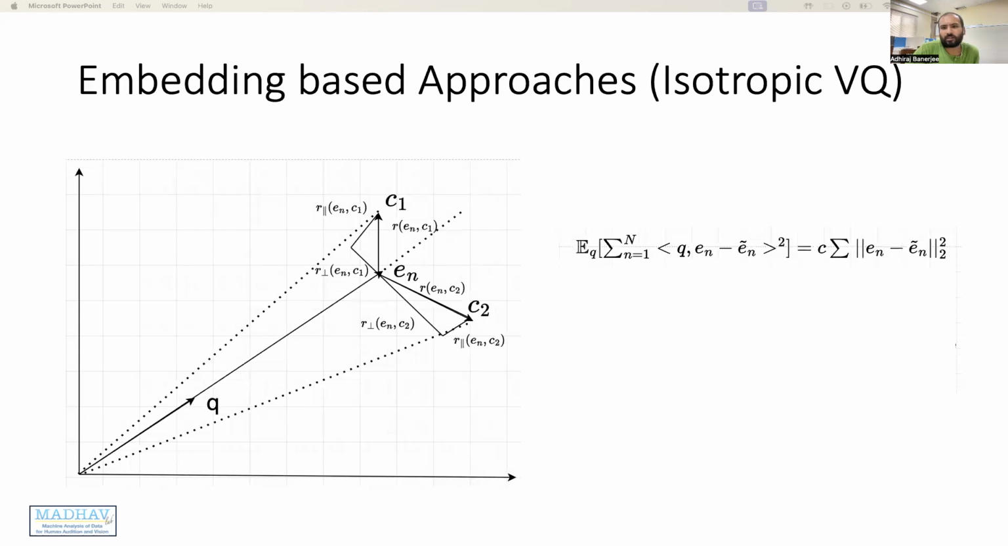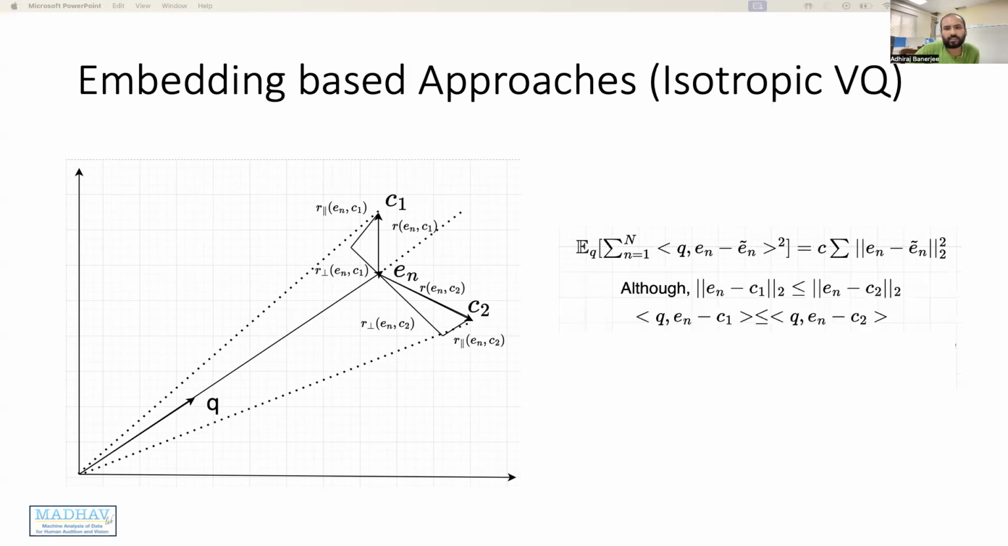We saw in the previous talk that the image search loss boils down to the reconstruction error of the database points with their corresponding quantized representation by assuming that our query is isotropic, as can be seen in the view graph to the left. Suppose we have an ideal query for a database embedding En. The query is aligned with the embedding En. Now, for En, we have to choose which quantizer is the best out of the two options, C1 and C2.